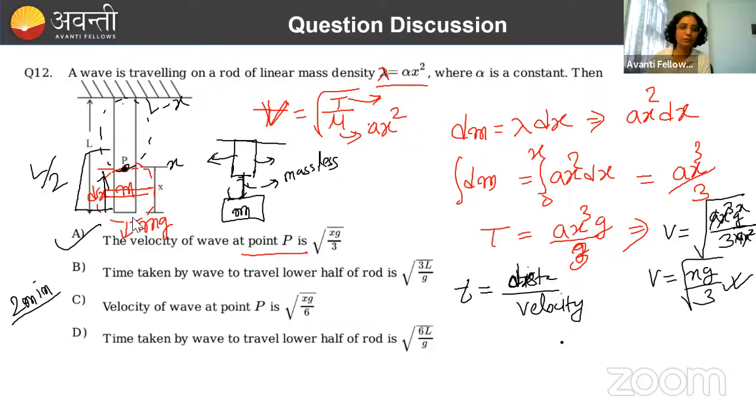क्योंकि यहाँ पे velocity is not same throughout. We can't simply write the distance by velocity, क्योंकि velocity profile is changing from bottom to the top. Done. So somewhat integration वाला thing we need to use here also. So आप करके दिखाओ क्या आ रहा. Just let me know the answer.